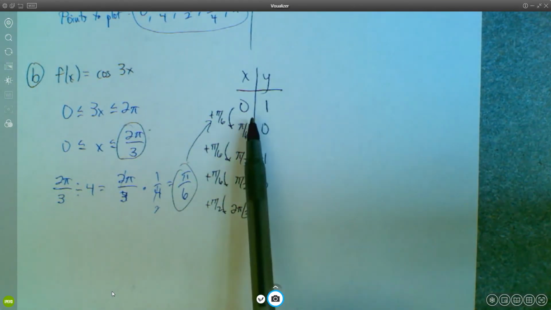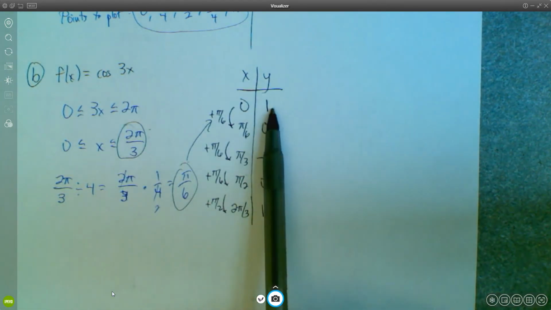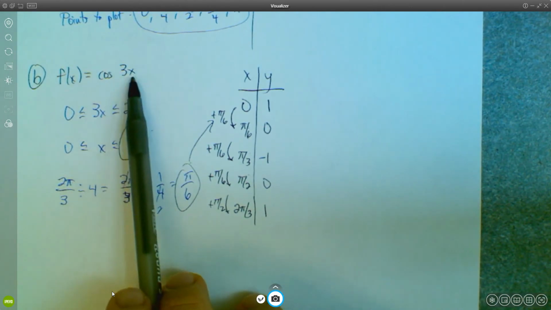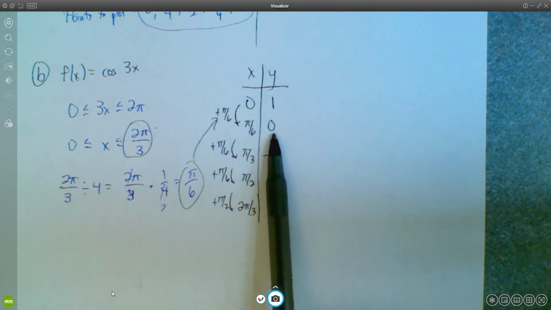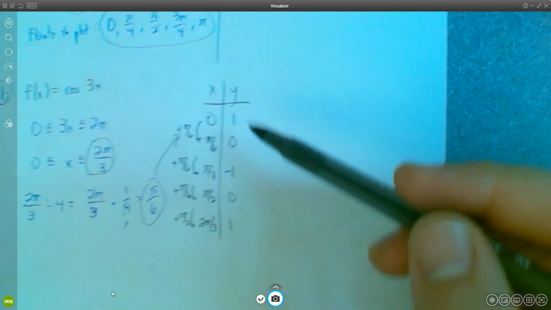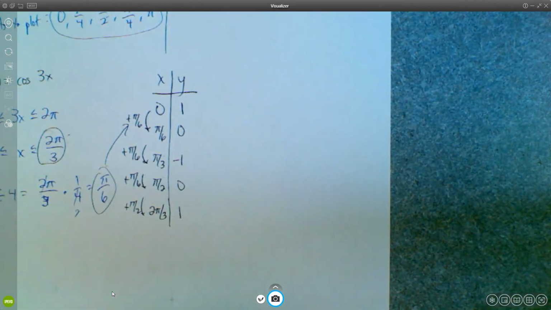Now you can check your work if you want. You can plug in 0, you can say 3 times 0 is 0, and cosine of 0 is 1. You can plug in pi over 6. 3 times pi over 6 is 3 pi over 6, it's pi over 2. Cosine of pi over 2 is 0, right? And so you can go through and check them if you want. You could even just plug it into your calculator if you want to check it through your calculator. But there's really no need to even do that if you have these things memorized.